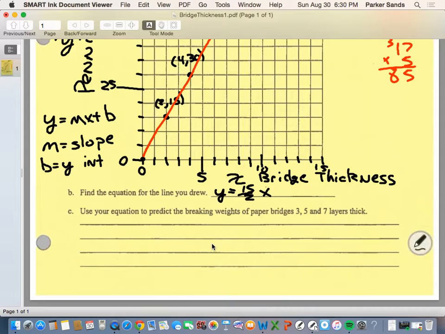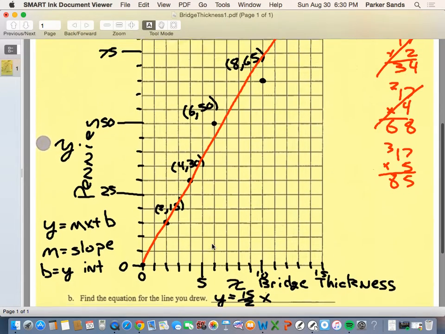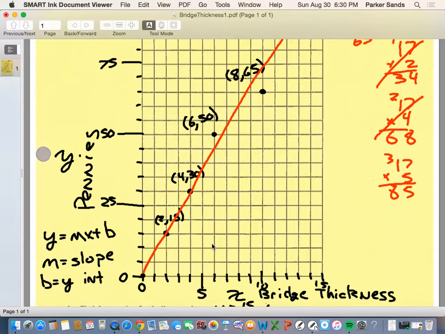Now, to solve the last problem here, it's actually 3 different things that it's asking us. It says, use your equation to predict the breaking weight of paper bridges 3, 5, and 7 layers thick. Well, you notice that we have our scale right here, so we could predict by looking at the scale. So you see this would be 1, 2, 3. So 3 should be somewhere right here, which kind of looks like it's between 20 and 25, so let's call it 23.